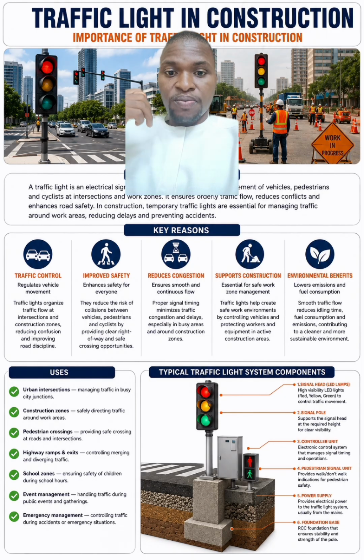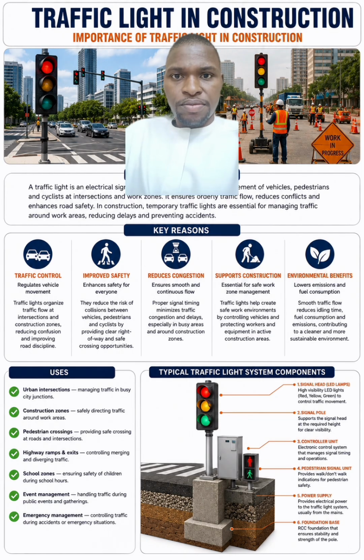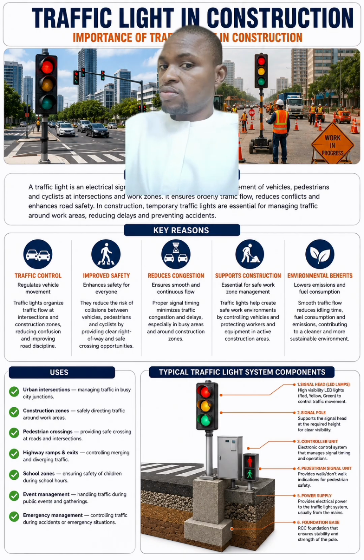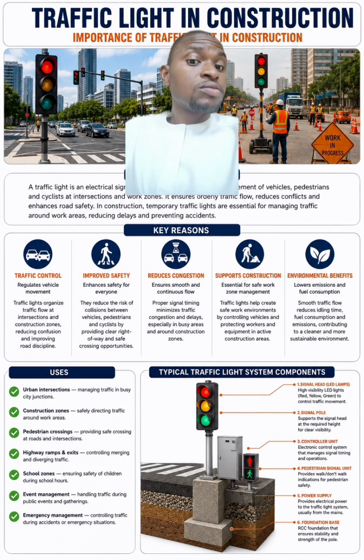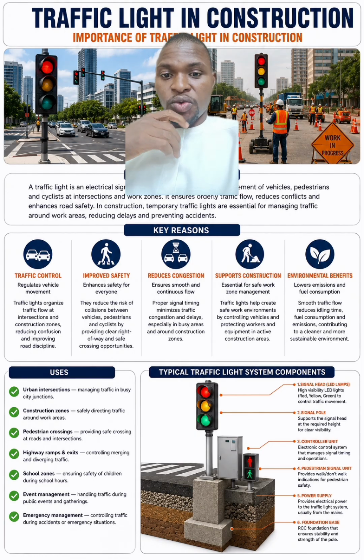So the first area where traffic light is used is in urban intersections. So in your urban community or urban areas, whereby you have large traffic flow, you tend to make use of your traffic light, that is managing traffic in busy cities and junctions. So traffic light is being used in regards to this.